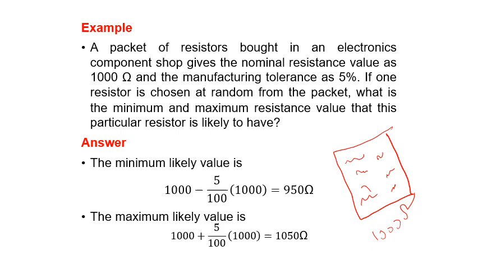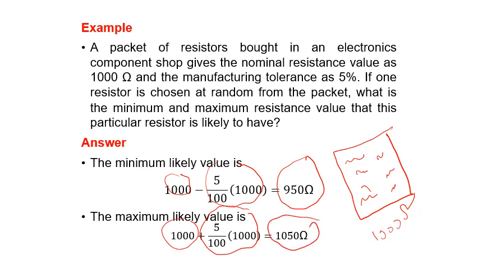To calculate it, the 5%, we take it out of the 1000, which gives me 950. And the 5%, we add it to the 1000, and we get 1050. That means the smallest value that can be found in the packet is 950 ohm, and the highest value is 1050.